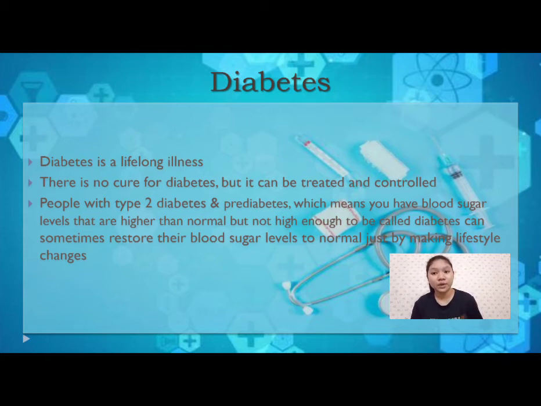Diabetes is a lifelong illness. There is no cure for diabetes. However, it's preventable. It can be controlled and treated. People with type 2 diabetes and pre-diabetes, which means your blood sugar levels are higher than normal but not high enough to be called diabetes, can restore their blood sugar levels to normal just by making lifestyle changes to prevent, delay, and treat diabetes-related complications.